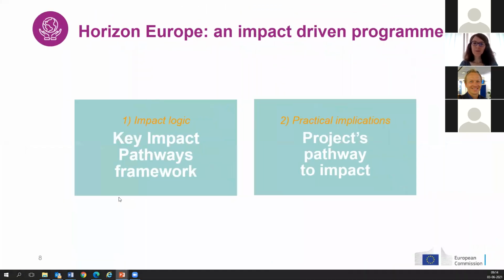Something really important about Horizon Europe is that it is really an impact-driven program. For Horizon Europe, we are trying to focus more on the impact, both of the program in itself, the overall impact the Horizon program can have on the development of new knowledge, on society, on the economy. And we try to reflect that at the level of the projects.